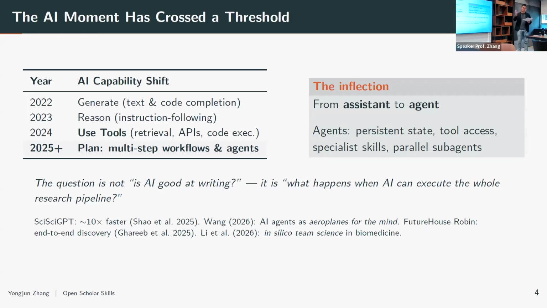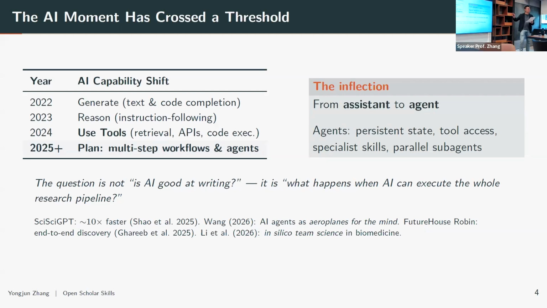So again, as I mentioned, in the past half year, things change so fast. Here, AI has crossed the line. So from assistant to agent, that's a key argument that I'm trying to make in this talk. From something you just ask that gives you back an answer, to something that can touch your data. Agents can access specialist skills and can also spawn parallel sub-agents. So the question is not, is AI good already?